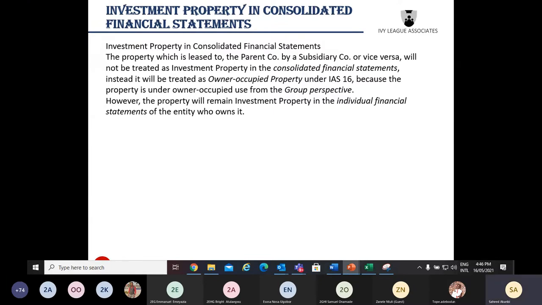Okay, I move on. Investment property in consolidated financial statements. What this is trying to say is, it's possible that a parent company has a building and the subsidiary occupies that building and the subsidiary pays rent to the parent, or it can also be vice versa. In the books of the parent company, it is an investment property, but on consolidation, it becomes PPE. Please take notes.